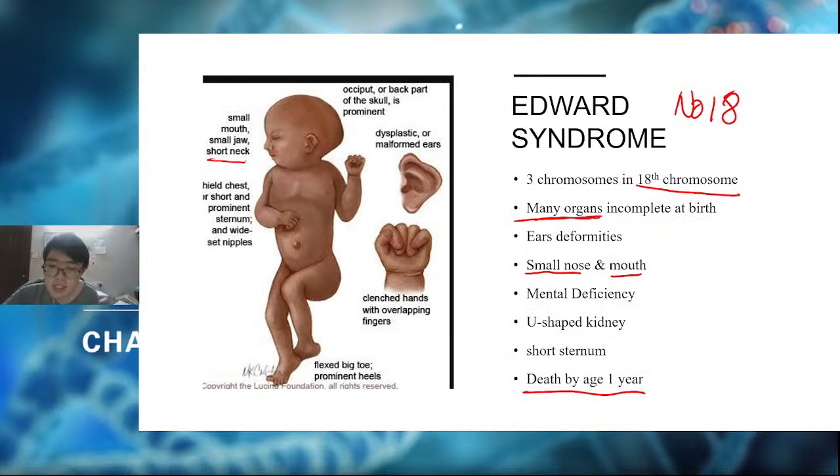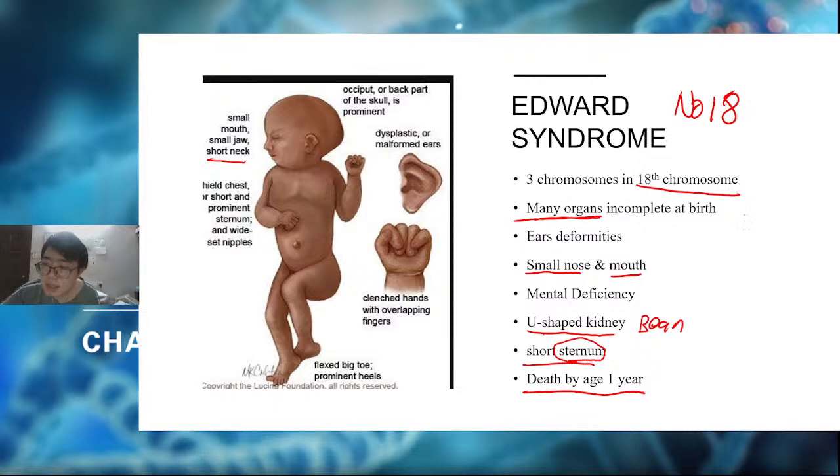And mental deficiency and U-shaped kidney. The shape of the kidney is U-shaped. Our normal kidney is bean-shaped, right? But this patient has a U-shaped kidney and also a short sternum. Sternum is the bone at the lung.